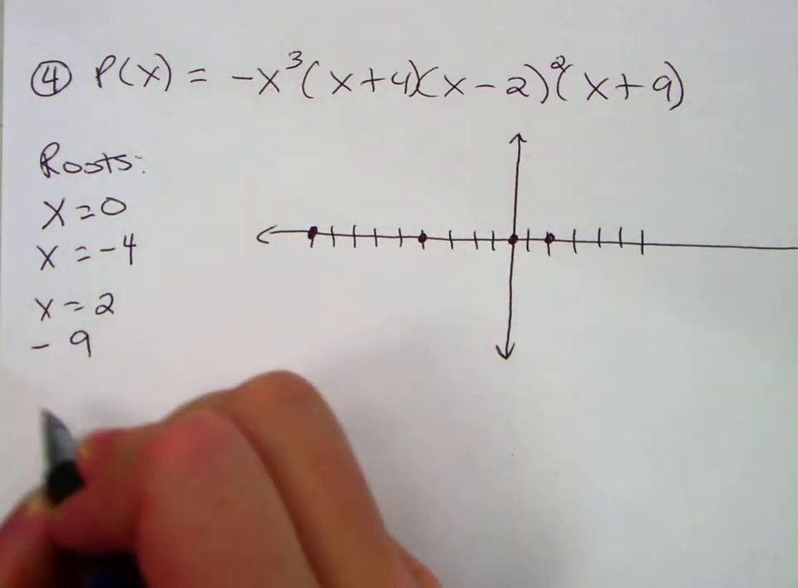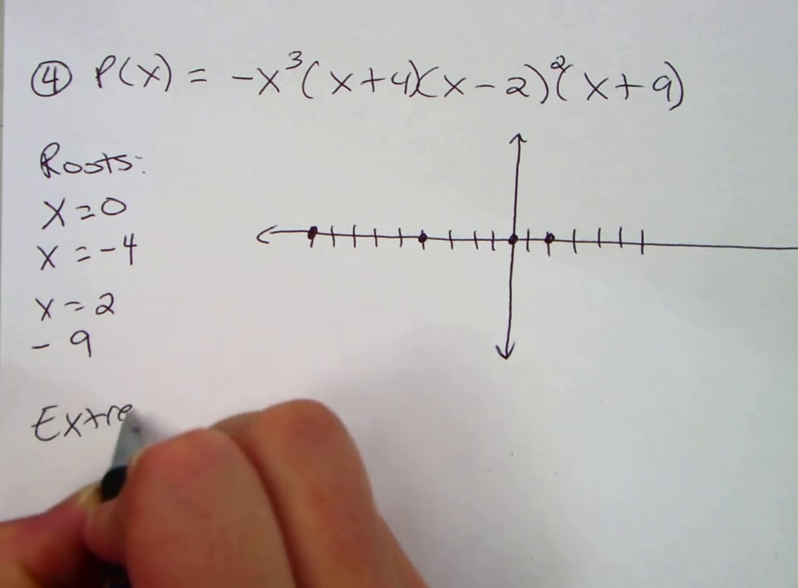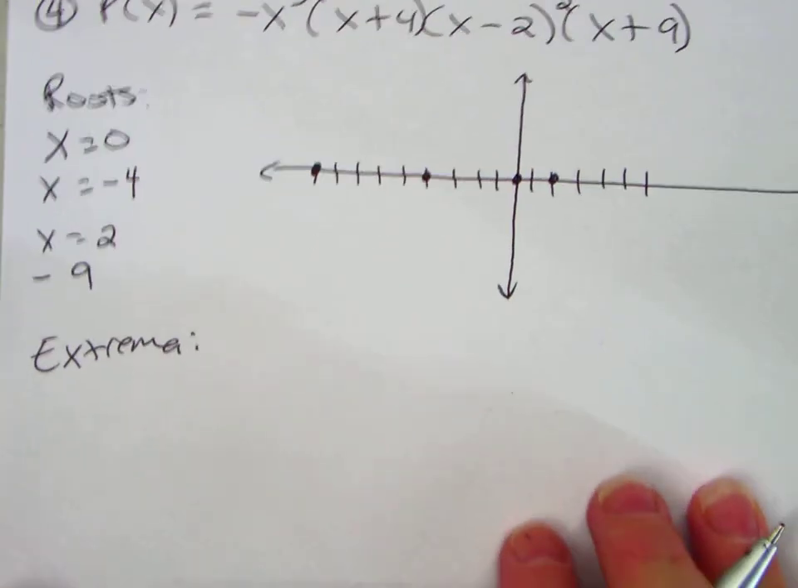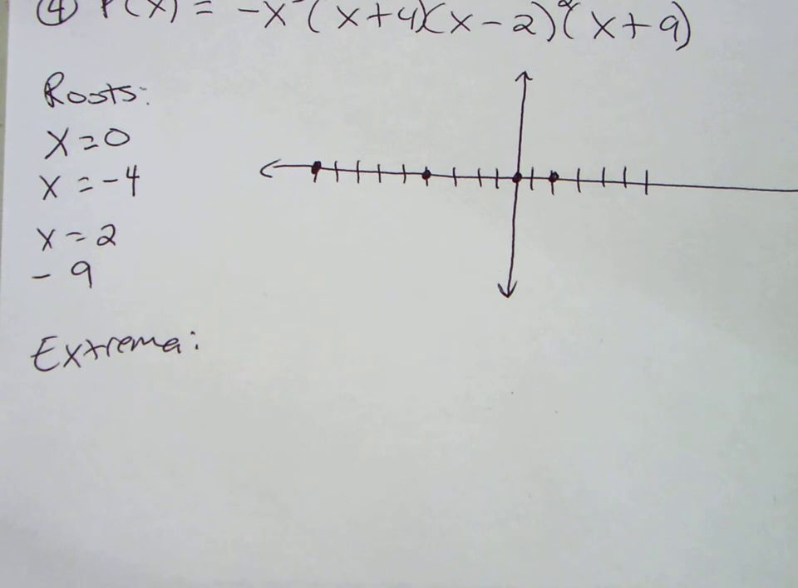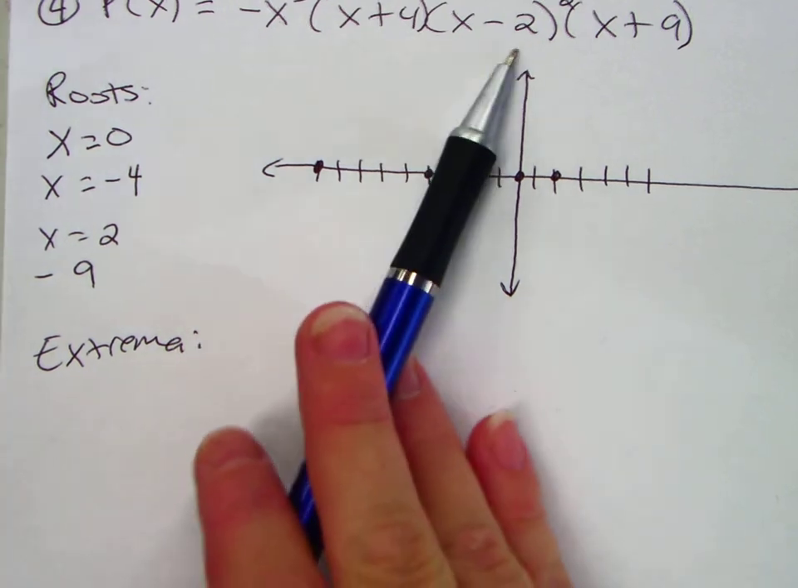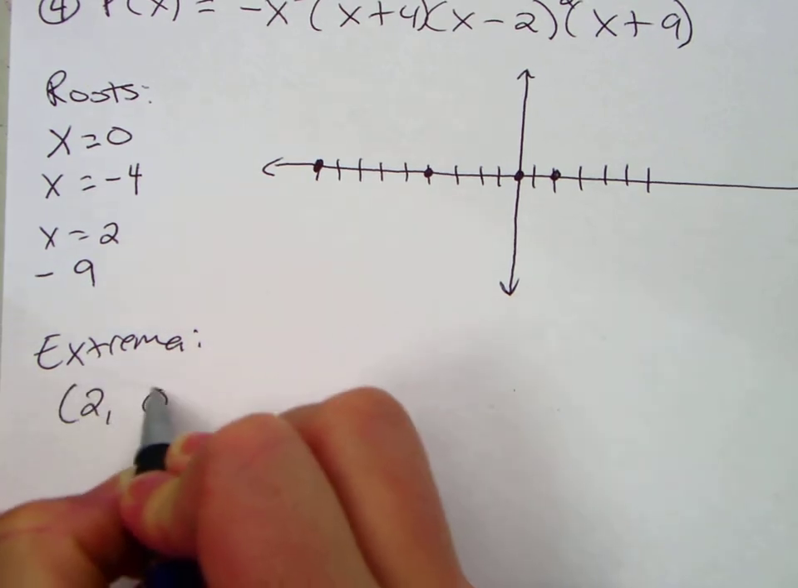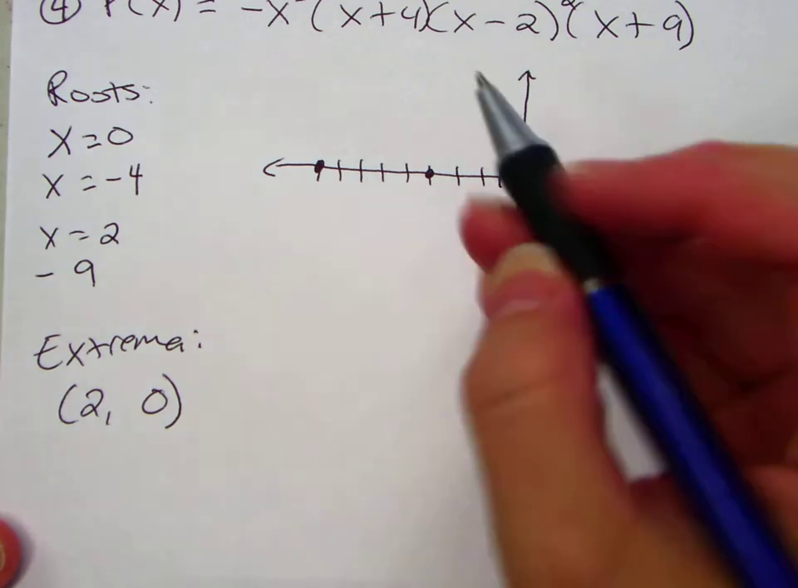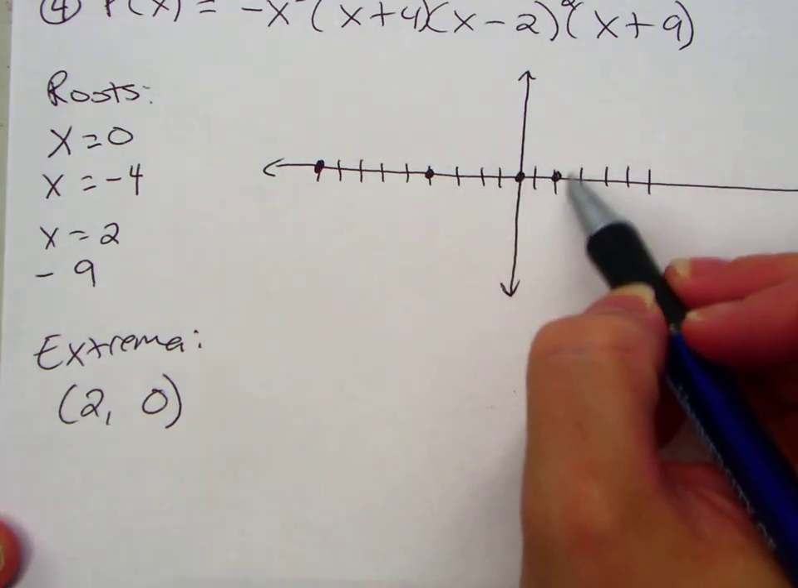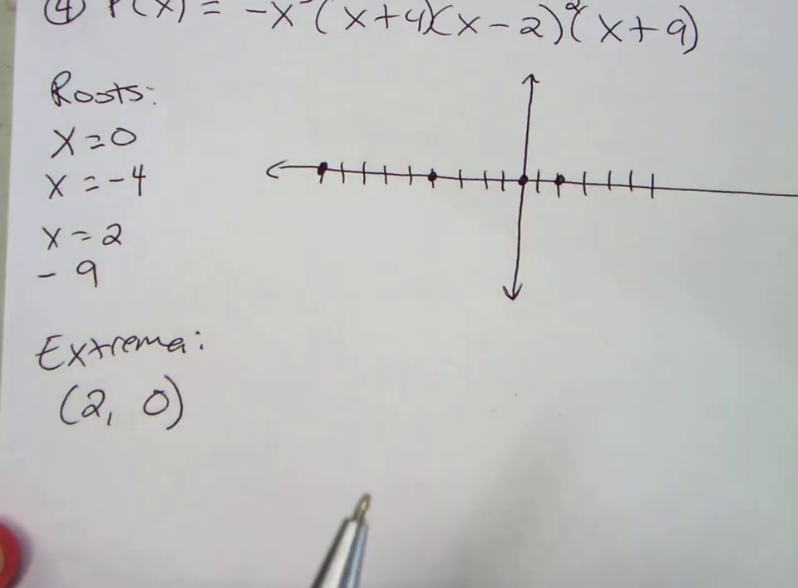All right, extrema. What's our double? Where do we have a double multiplicity? 2. Okay, so we have 2, 0. Sorry if you just heard the announcements, I apologize. 2, 0, right? We have a double multiplicity there, so we're going to have a parabola-looking thing. And then let's find all our midpoints.